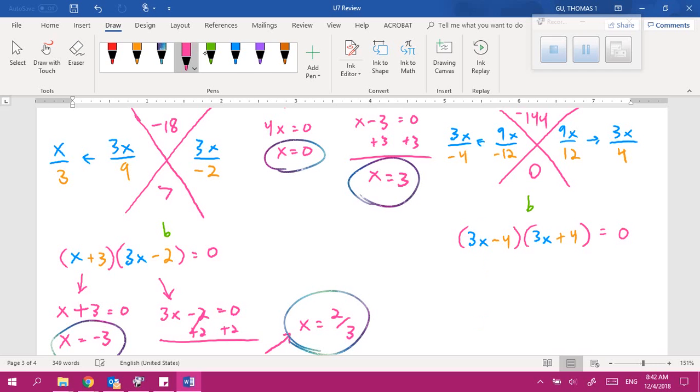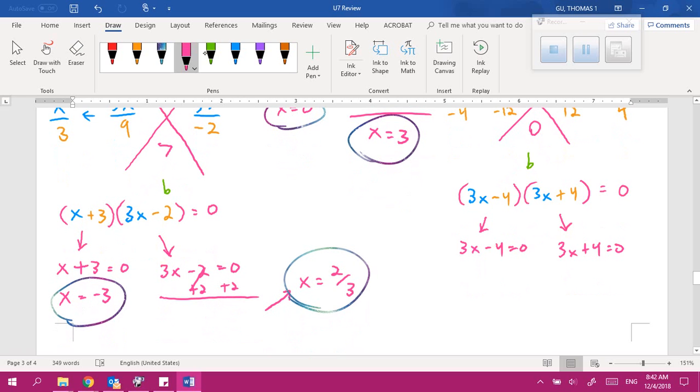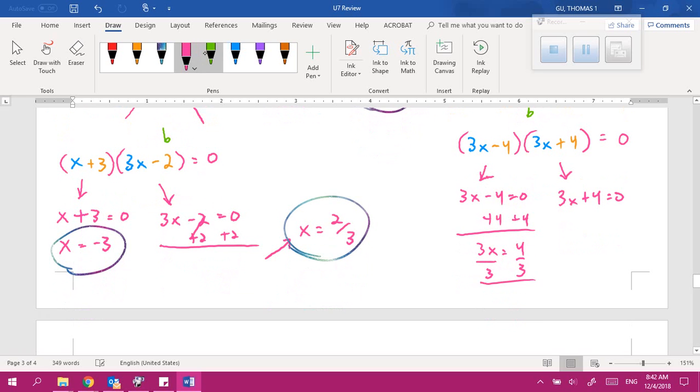So we had 3x minus 4 equals 0 and 3x plus 4 equals 0. So we just got to solve for x on each of these. On this left one, we're going to add 4 to both sides. That's 3x equals positive 4. Divide by 3, and x equals 4 over 3.